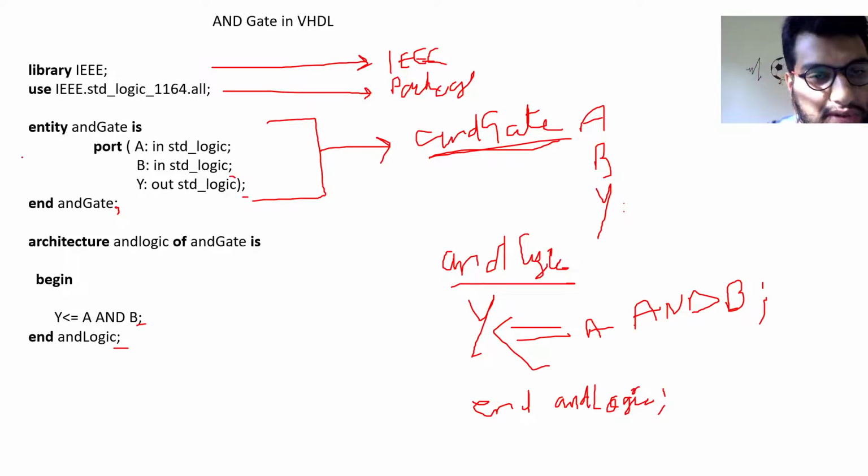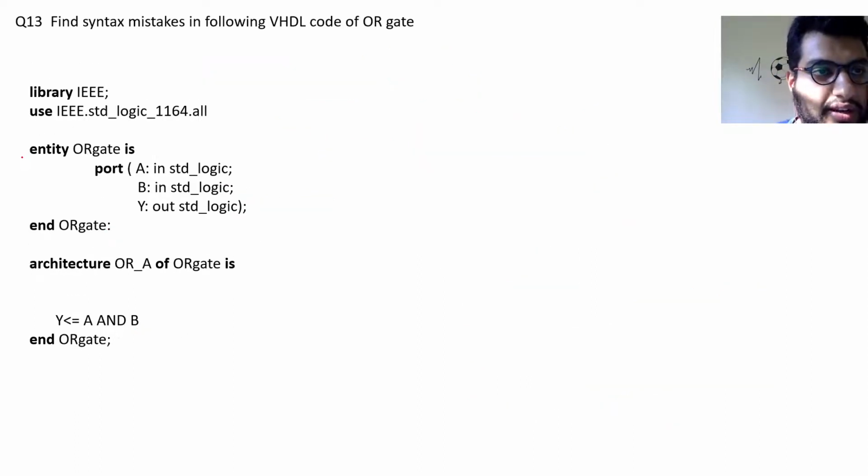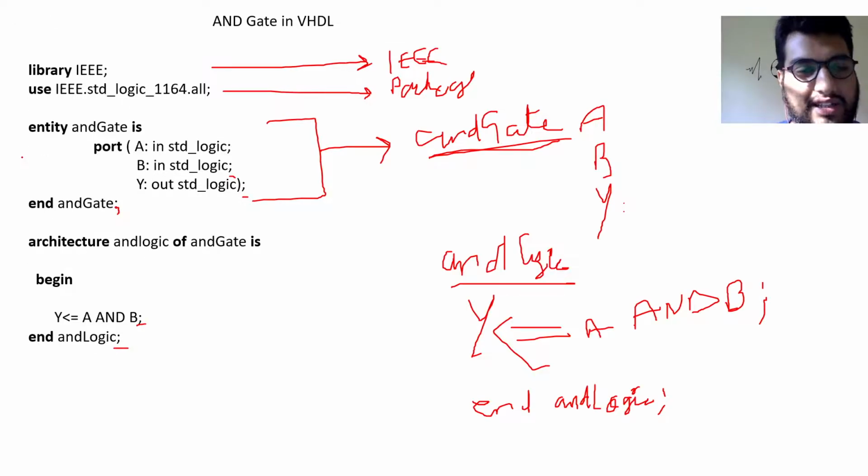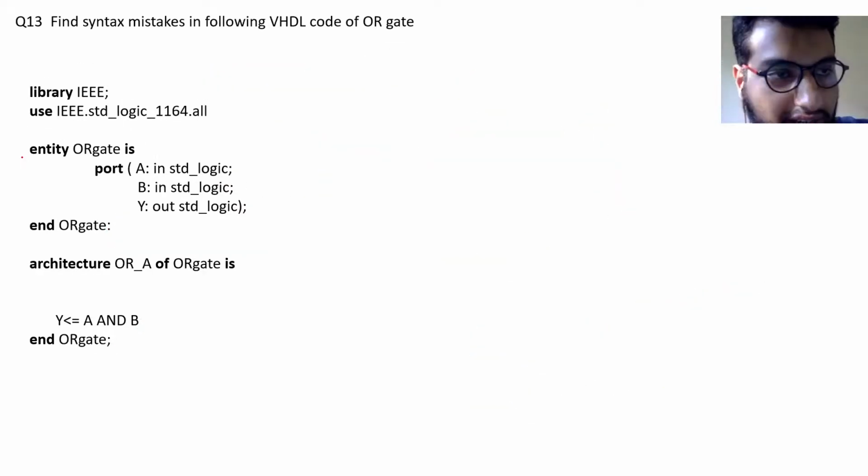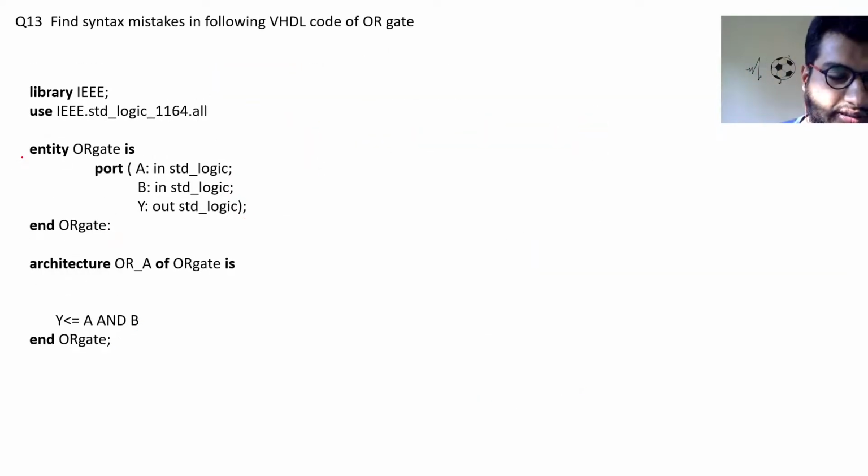So this was just to give you a brief idea of how we simulate this AND gate, and based on this I have constructed a small question here. Find the syntax mistakes in the following VHDL code of an OR gate. Just a like for like comparison, to get an idea of where we are missing things. Here I have included the library IEEE, then use IEEE, then the entity, then the architecture, and then I terminate the architecture. We are just required to find some common mistakes we make in a hurry. So find the syntax mistakes here.